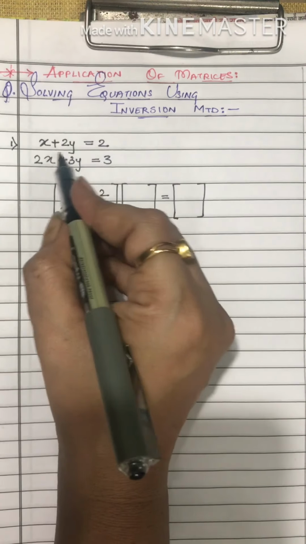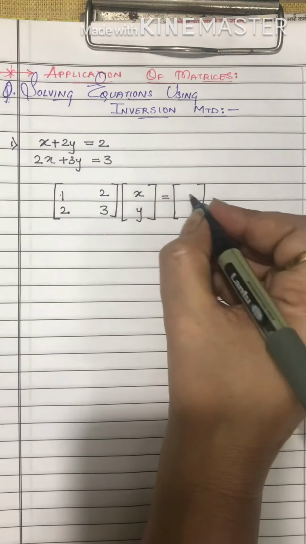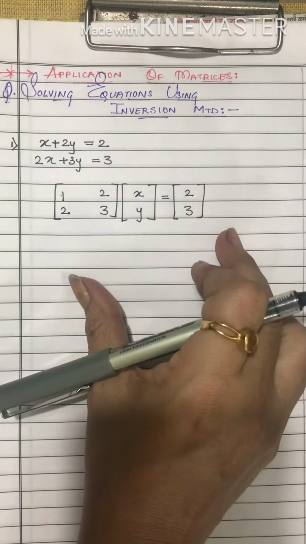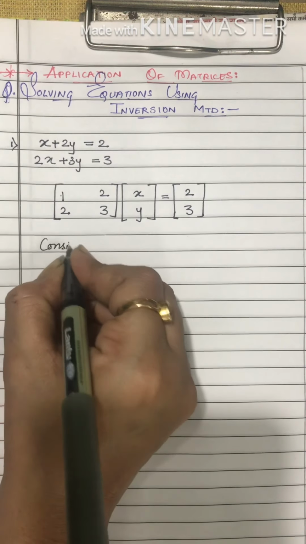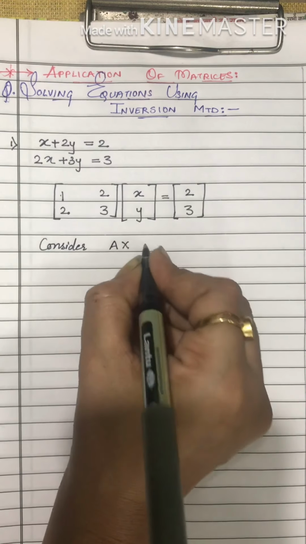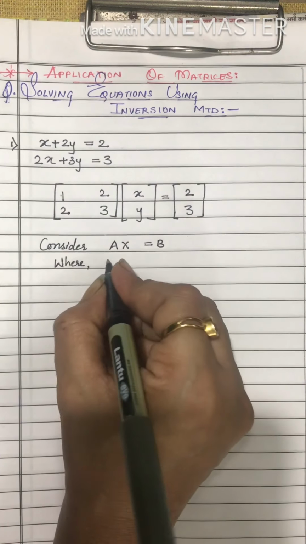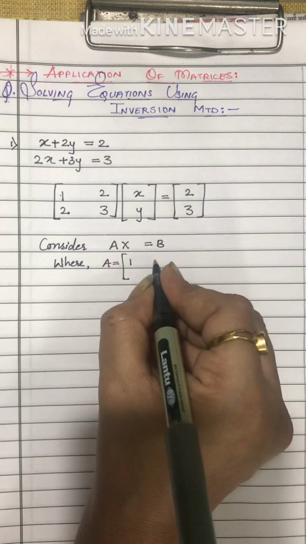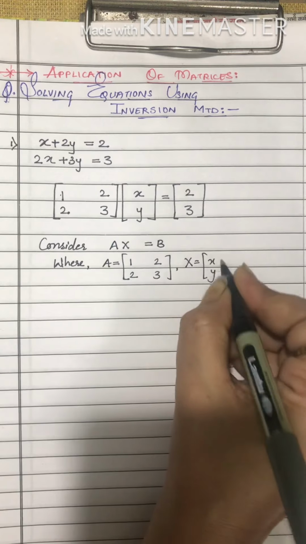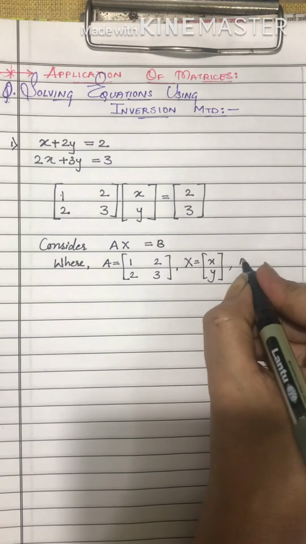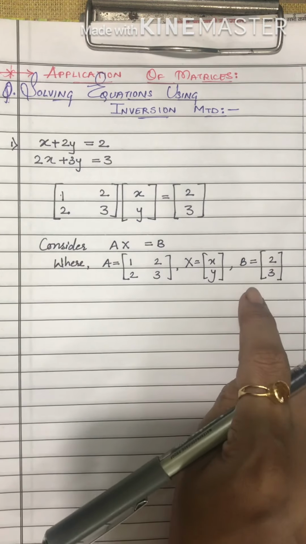Second matrix, two variables are there, so we write x and y. Your third matrix, whatever is given in the RHS, 2 and 3, these values we will write here. So here we have represented the given equations in matrix form. Next, we will say consider AX = B. Now what we are doing here, we are assigning names to the different matrices, where A = [1 2; 2 3], X = [x; y], a matrix of 2 by 1 order, and B = [2; 3], again of 2 by 1 order. This is how we have assigned the names to the matrices.